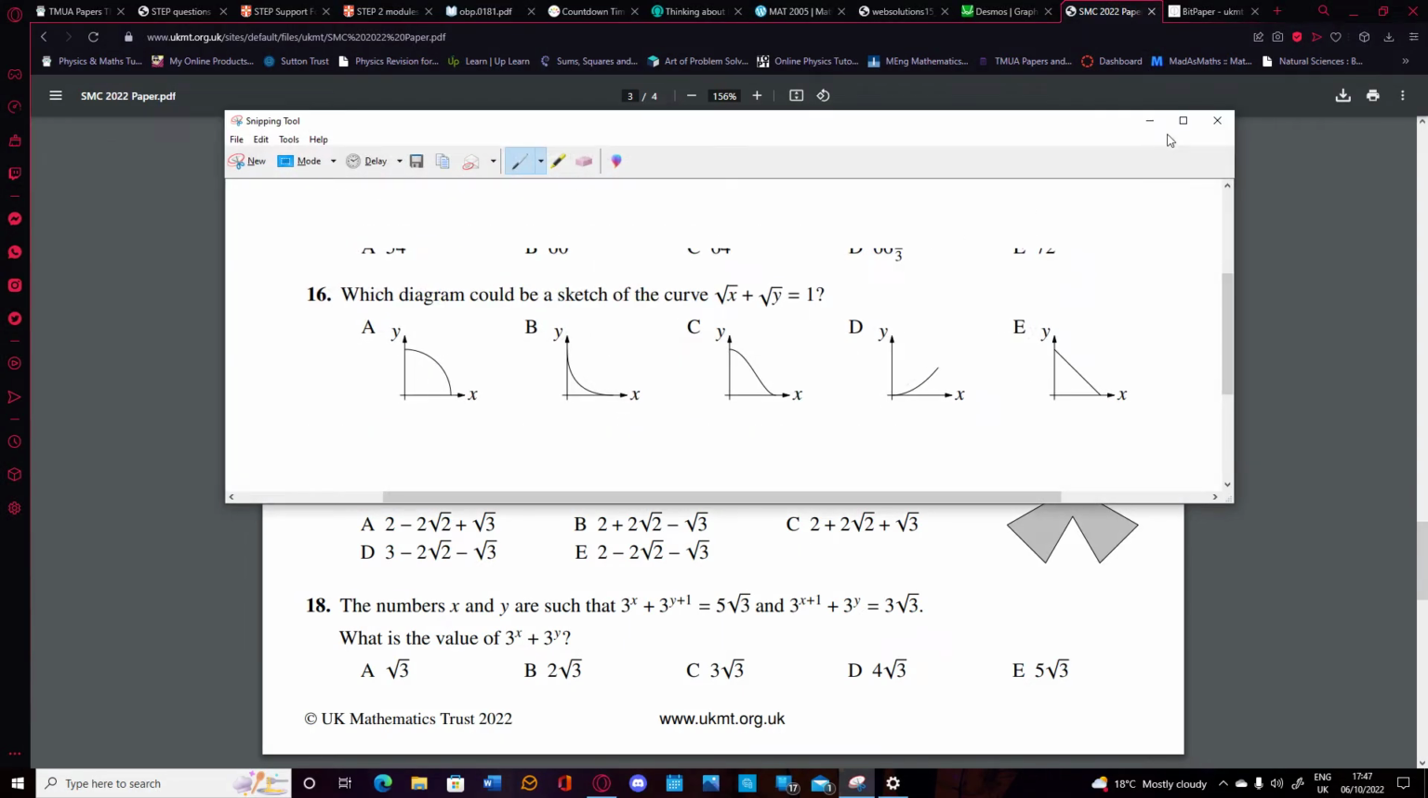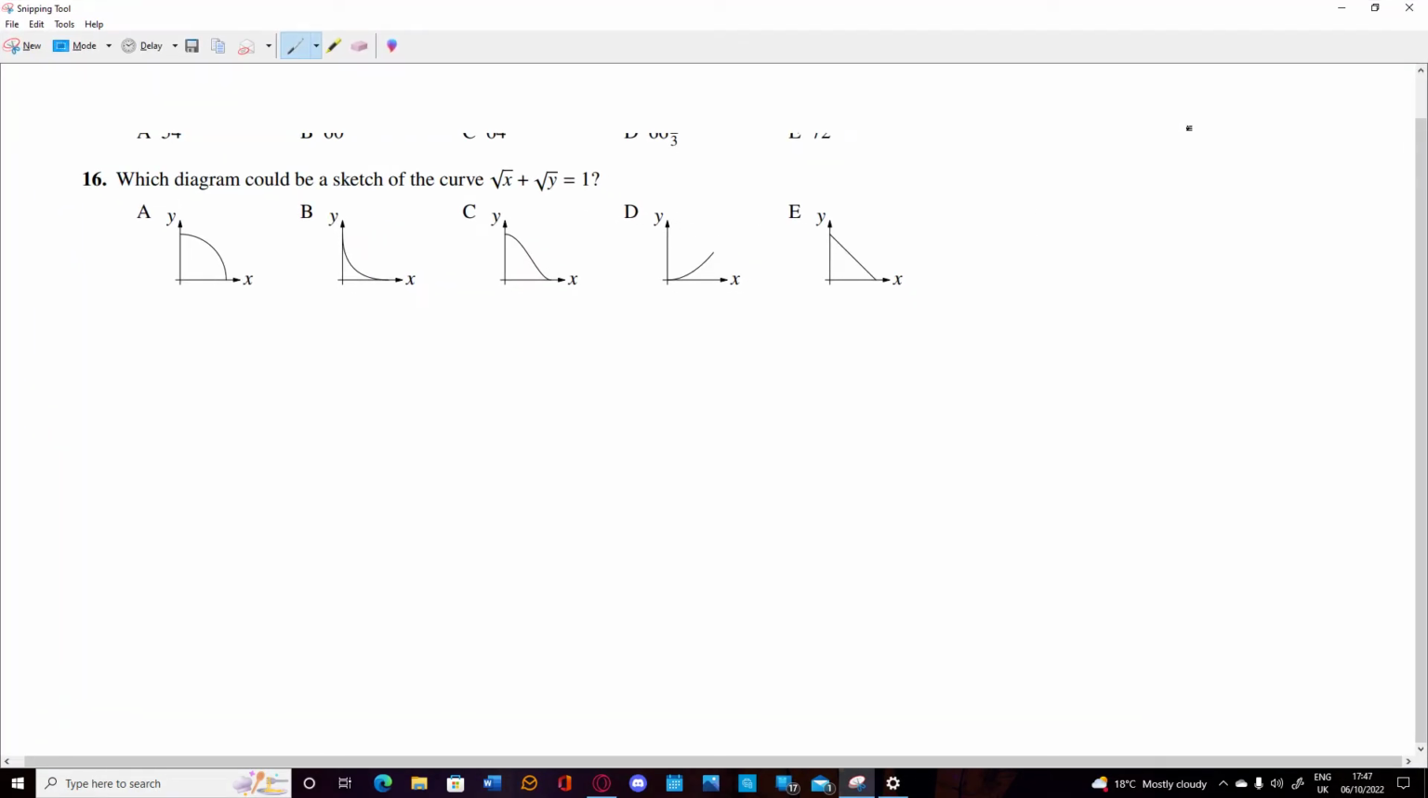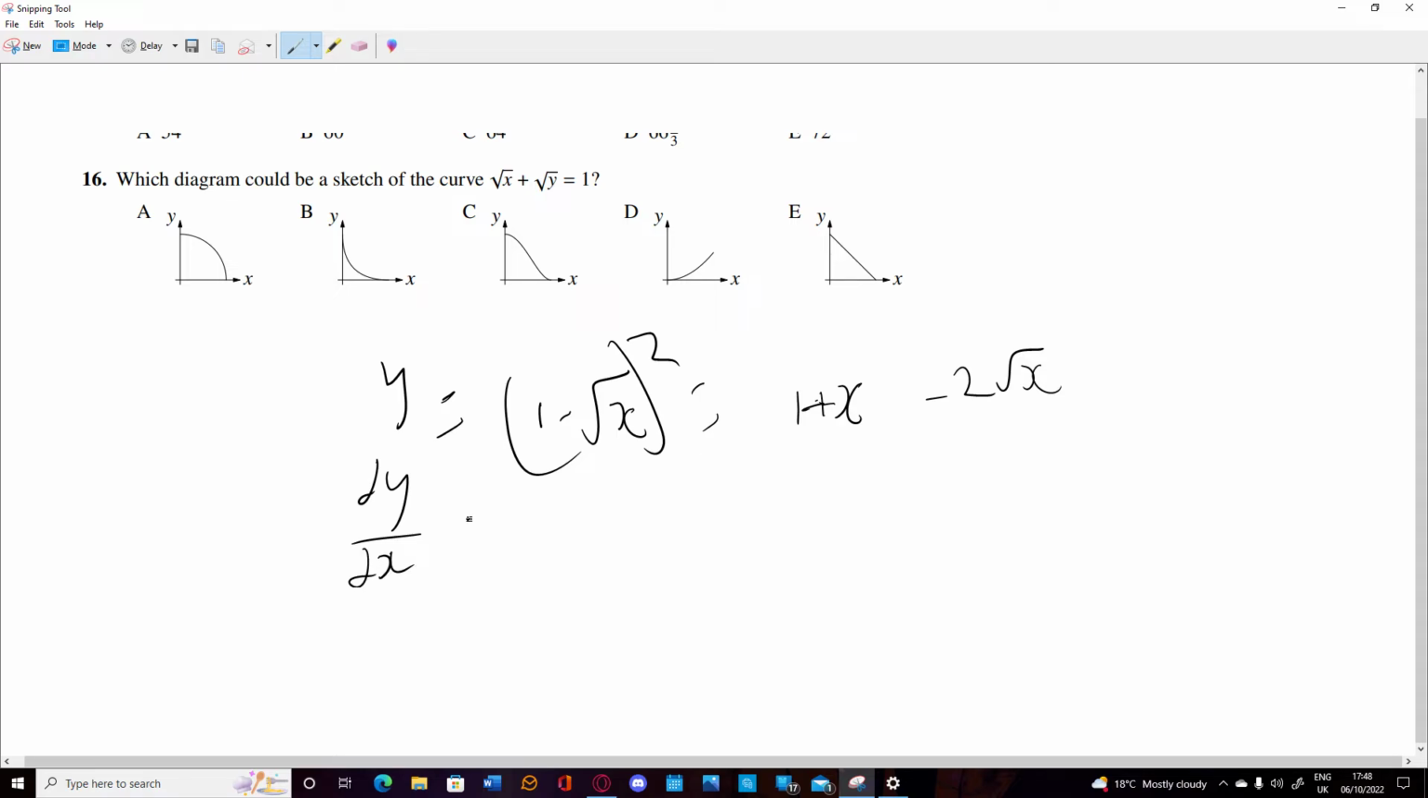Which diagram is a sketch of the curve? Okay, so let's rearrange for y. Y equals 1 minus root x all squared, which is equal to 1 add x minus 2 root x. Now for those lower years, you might not know this, but higher years, it's just the trick that you want to use. Just differentiate here, and we get 1 minus 2 times a half x to the minus a half, which is 1 minus 1 over root x.